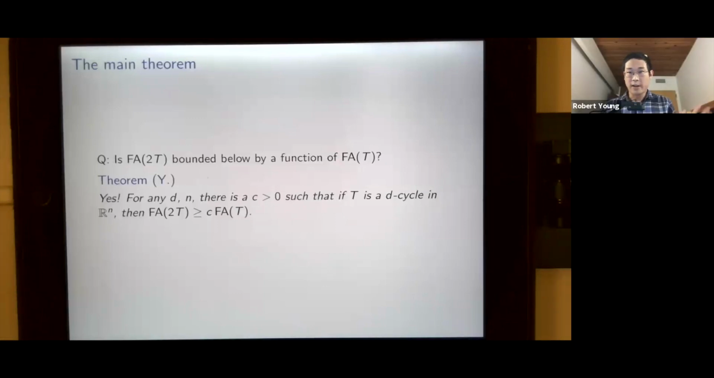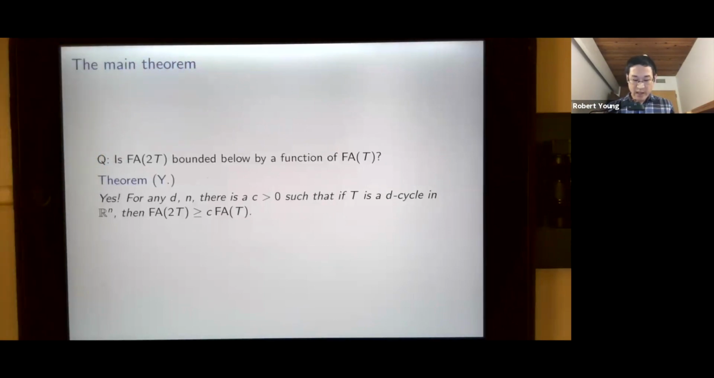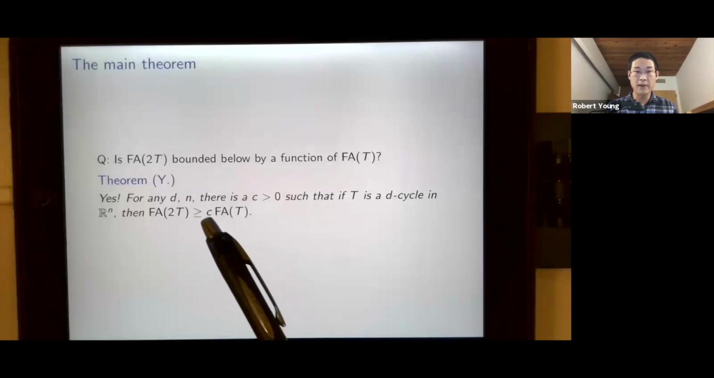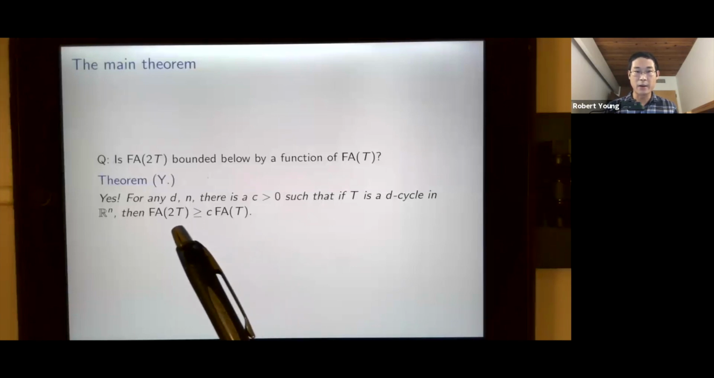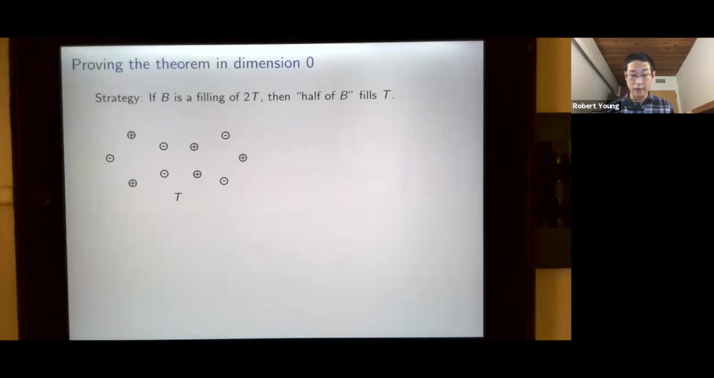Okay. Shall I continue? So I want to try to prove this. The basic idea of the proof is that we want to take a filling of 2t and divide it in half. We want to show that if you have a filling of 2t, then you can produce a filling of t, where the size of that filling of t is bounded by a constant times the size of the filling of 2t. You want to cut a filling of 2t in half. This is maybe a little clearer if I show you an example.